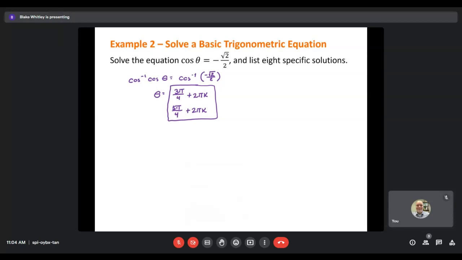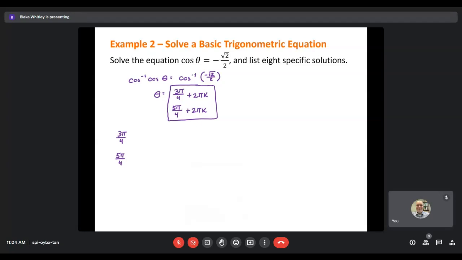Now, once we've solved it, it also asks us here to list 8 of our specific solutions. So I'm going to start with 3 pi over 4. That's one specific solution. I also know that 5 pi over 4 is another one. So I've got 2 of my specific solutions already.